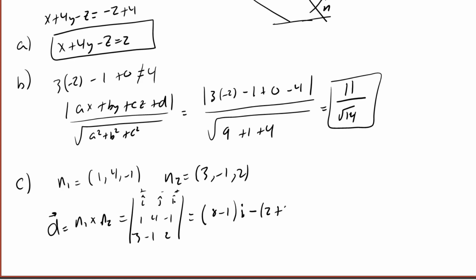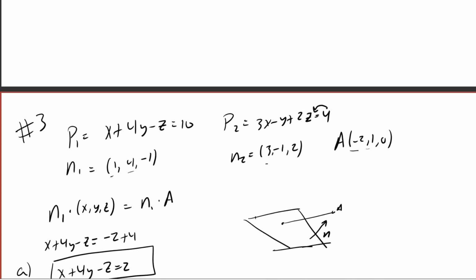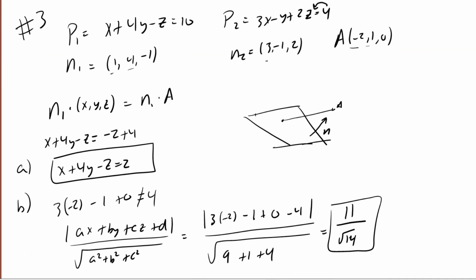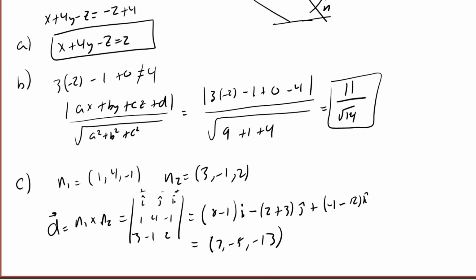Okay, so we have 8 minus 1, i hat, minus 2 plus 3, j hat, plus, so we have minus 1 minus 12, k hat. So that's 7, minus 5, minus 13. Okay, so that's our direction vector. We also need a point on the plane. Well, we can just pick, oh sorry, we need a point that's on both of them. So let me copy these down.